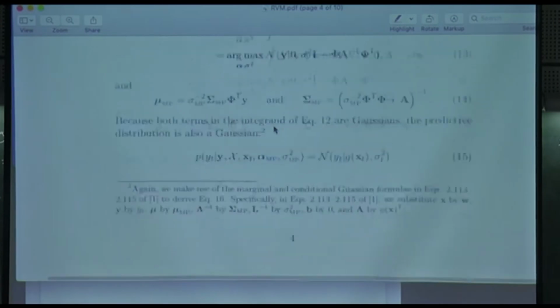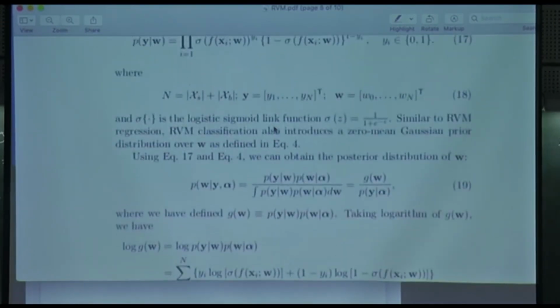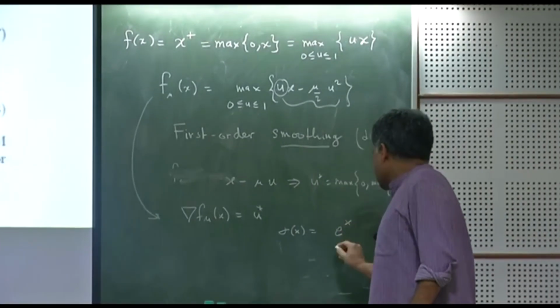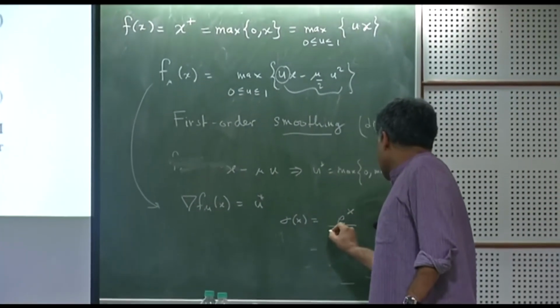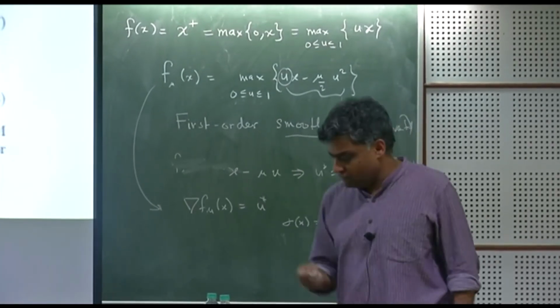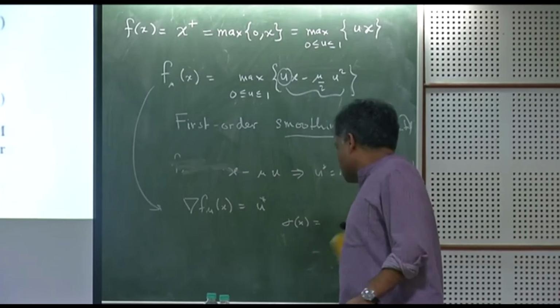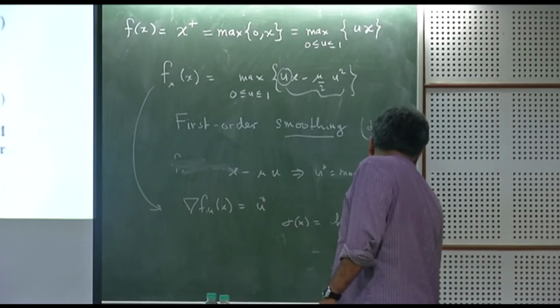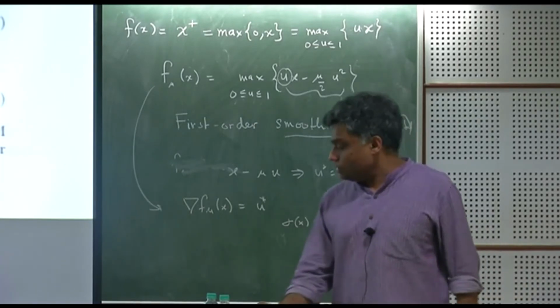You can do the same thing for classification. Now what you're saying is that if I want to classify, the probability distribution of Y is a sigmoid function. The sigmoid function is of the form sigma(x) equals e to the x over 1 plus e to the x, a function of this form.